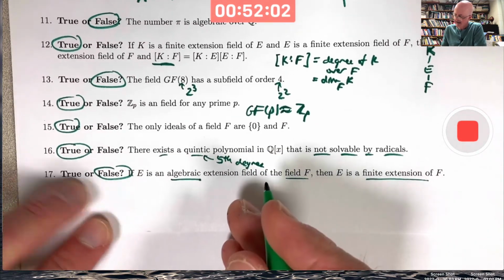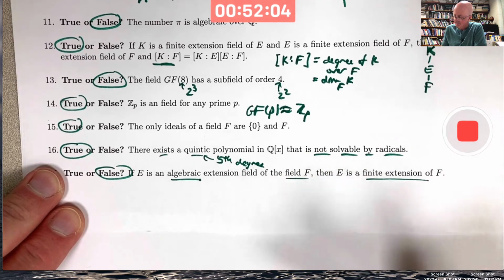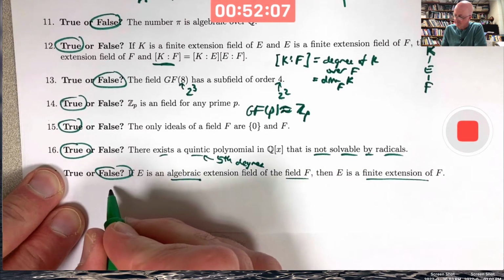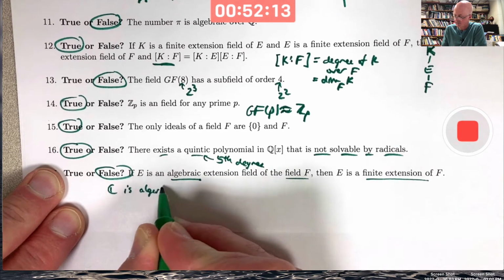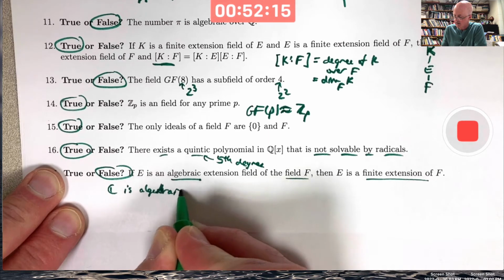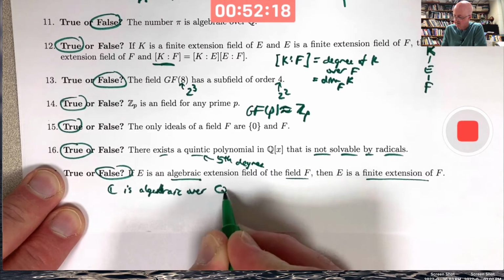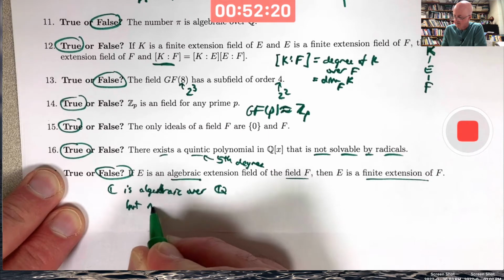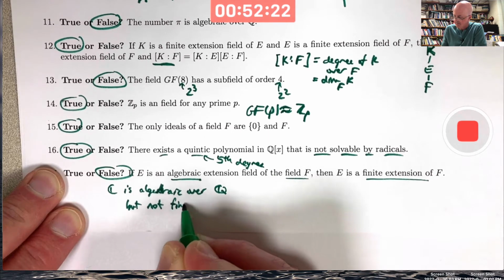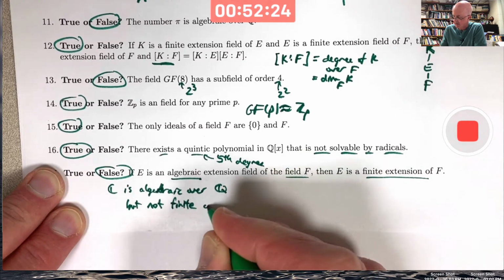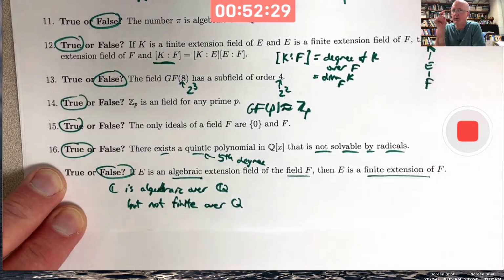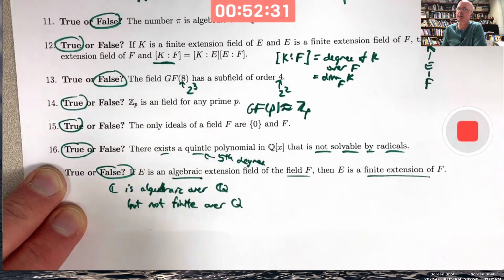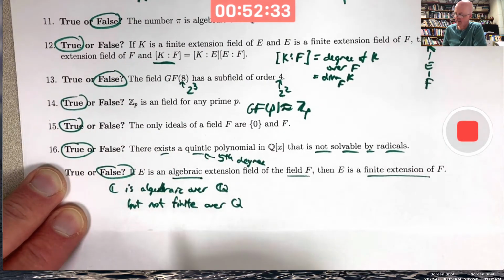As an example, C, the complex numbers, is algebraic over Q, the rationals, but not finite. It's not a finite dimensional vector space over Q. It is a finite dimensional vector space over the real numbers, but not the rational numbers. I'll let you think about that.